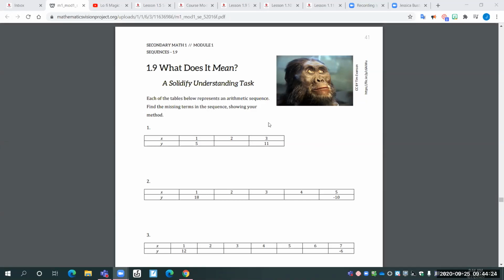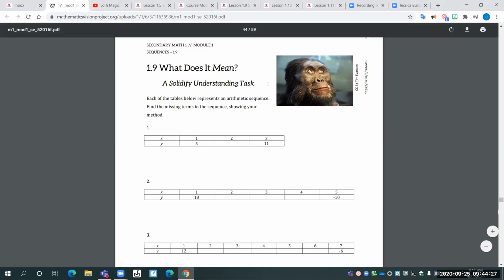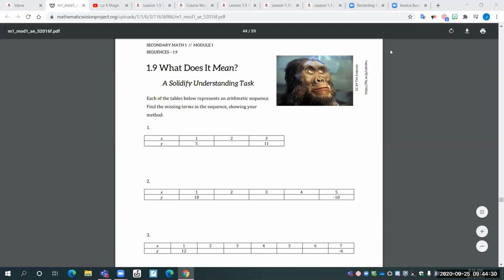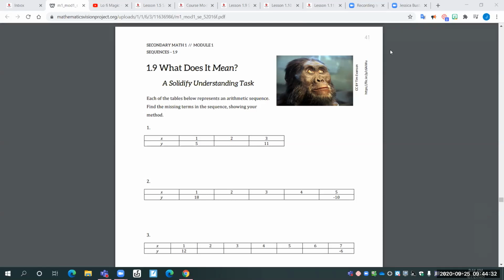Mr. Olin did not make a video for task 1.9, so I am going to fill in for him today. We're looking at arithmetic sequences, which is pretty important to remember, because we are adding a common difference. We're trying to find the missing terms, showing our method. So I wanted to share with you a formula and how I got this formula, because that's the method I think we're trying to build up to.